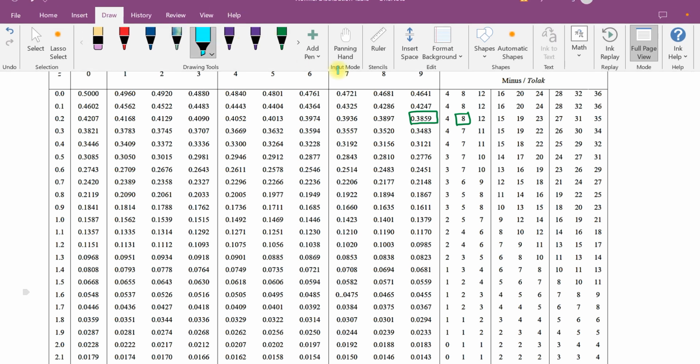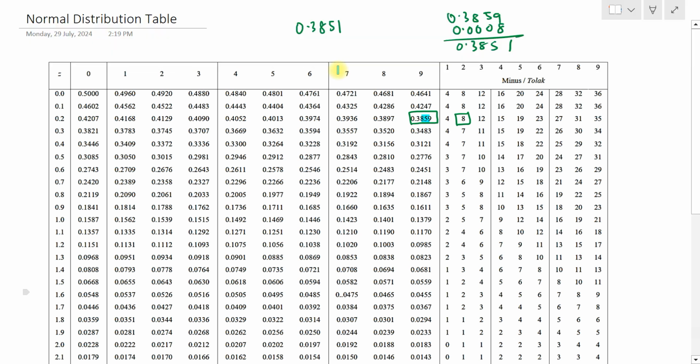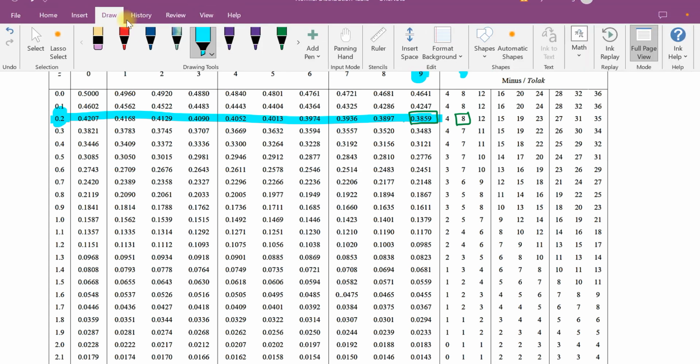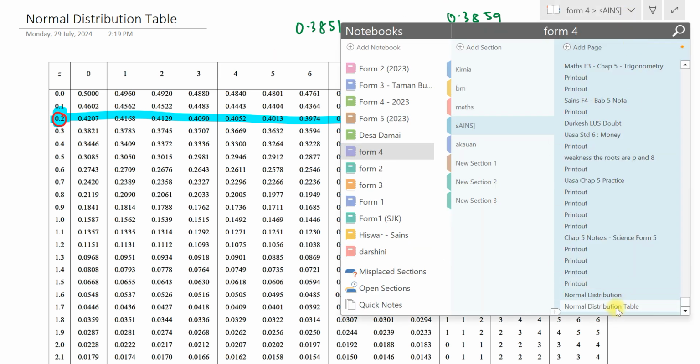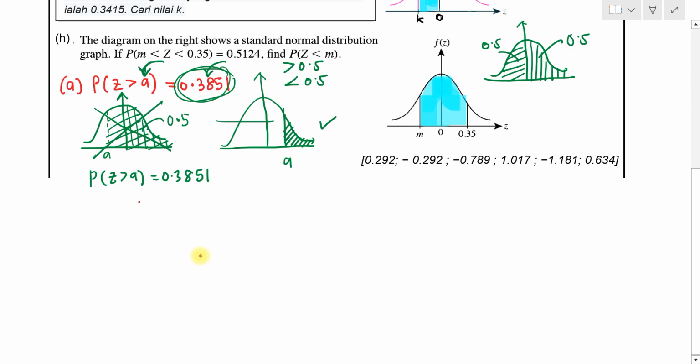Now from here, read your Z score. It is 0.29, and what is the 8 column? It is 2. So your first answer is 0.292. You take the Z score 0.292. So here A is equal to 0.292.